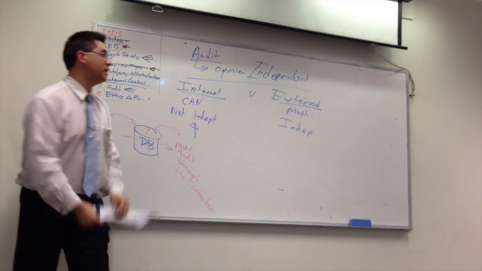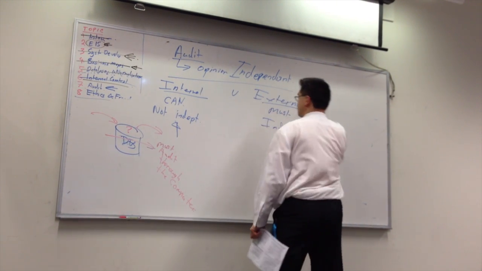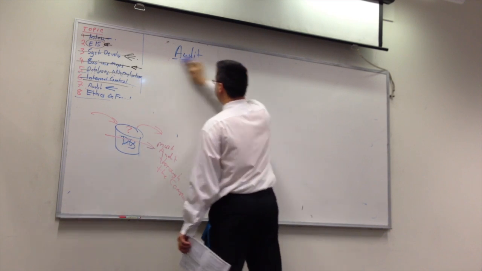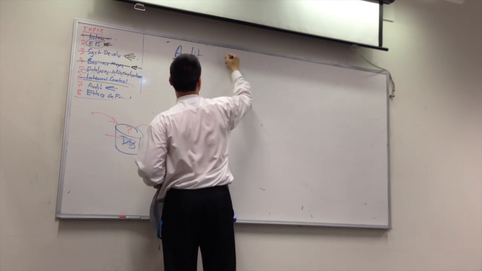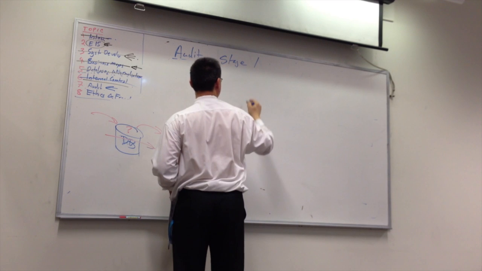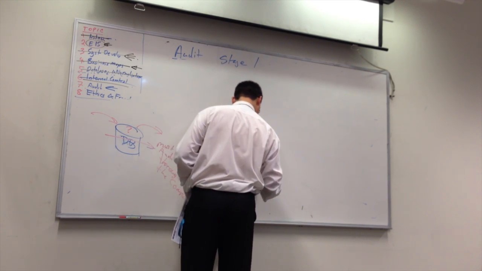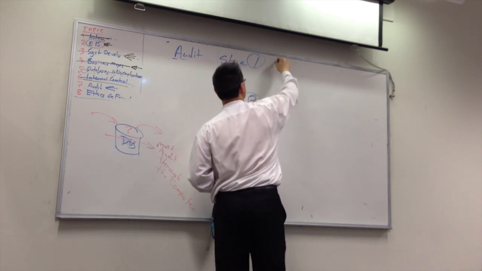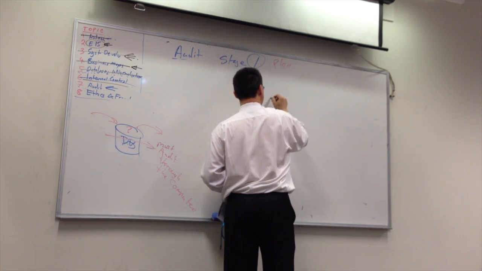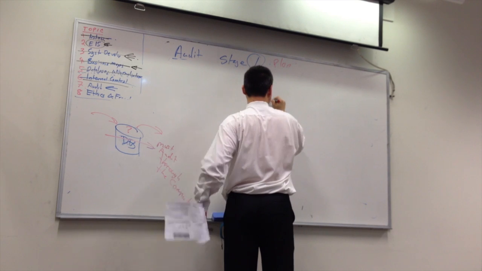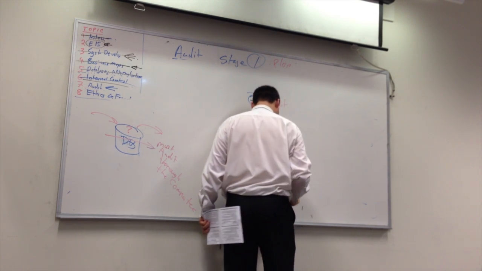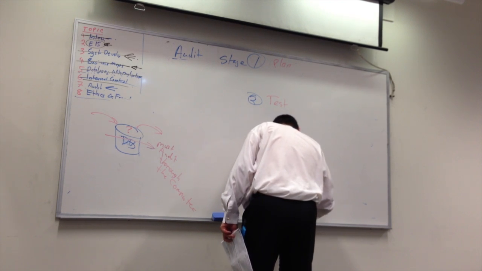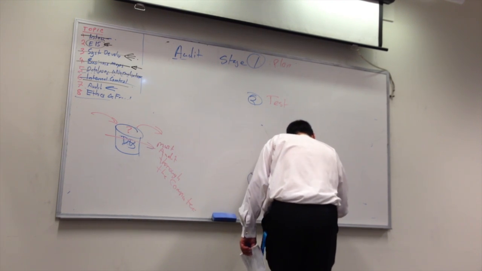All right. There are 3 stages to an audit. Stage 1 is plan. Another one is test, not implement. And the other one is analyse and report. Analysis and reporting.